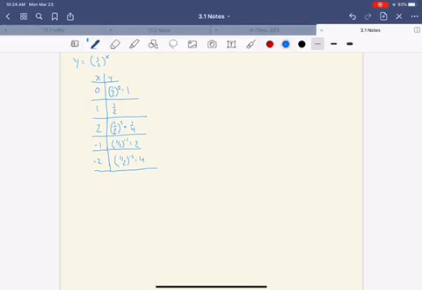Okay, let's go ahead and make a plot of this. So, when x is 0, y is 1. When x is 1, y is 1/2. When x is 2, y is 1/4. When x is -1, y here is 2. When x is -2, y is equal to 4. Okay, so we get a graph that looks like so.